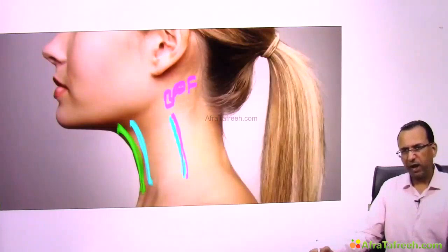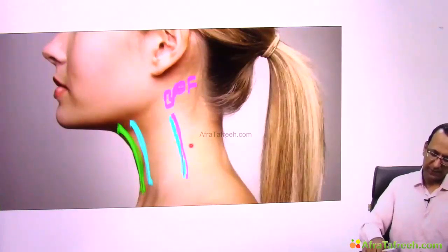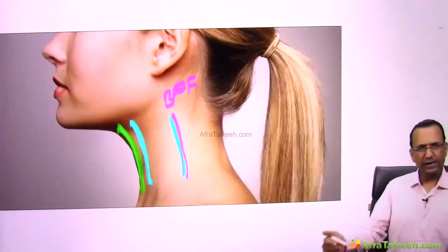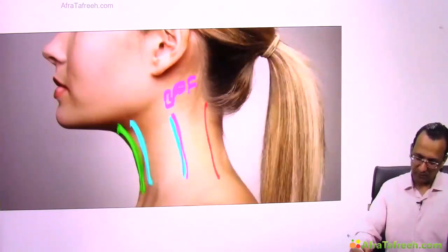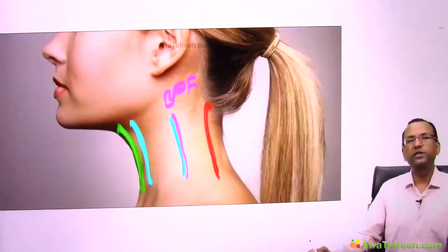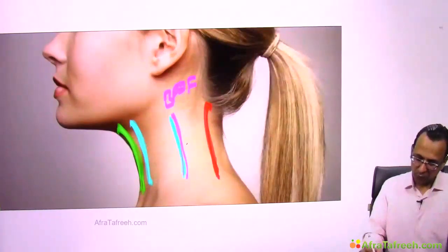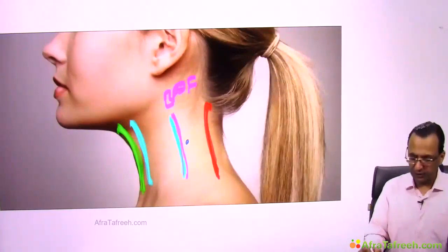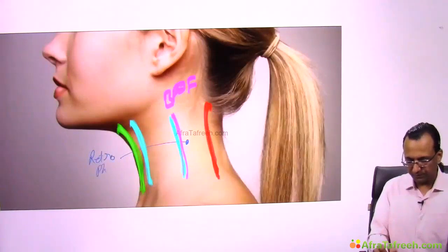What is behind that? Behind that is a space, the retropharyngeal space. Behind that is a fascia that is in front of vertebra, the prevertebral fascia. Understand, what is behind the buccopharyngeal fascia is called the retropharyngeal space, because it is behind the pharynx.